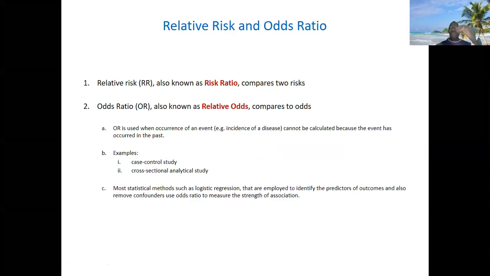Coming back to this slide, from what we have just discussed, you see, odds ratio is used when the occurrence of an event has occurred in the past. But there's another thing. If you remember, I said at the beginning that when the disease or the outcome of interest is rare, the relative risk in odds and probability, which is risk, are very close.